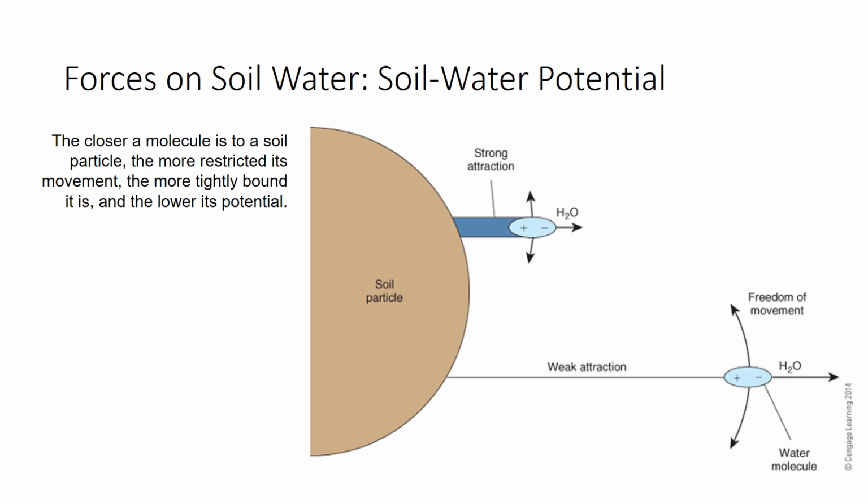Consider raindrops falling on a dry soil. This water is capable of great movement, so it has high potential. Infiltration occurs because water will readily move from a state of higher potential to one of lower potential, and this occurs when free water enters a pore at the soil surface. Look at the diagram. It shows the energy level or potential of water molecules near a soil particle. The closer a molecule is to a soil particle, the more restricted its movement, the more tightly bound it is, and the lower its potential.